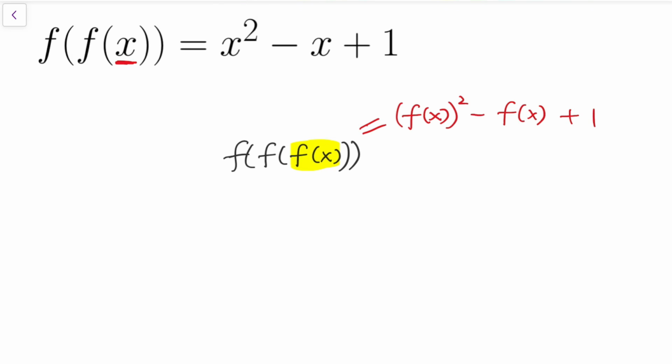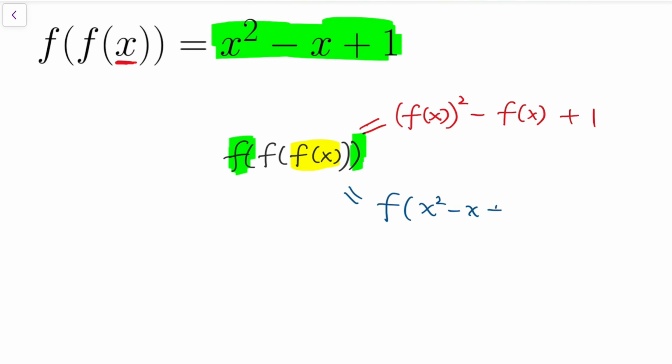Now, on the other hand, I can focus on applying the function f on f of x, which means I'm applying the function f on this quadratic expression x squared minus x plus 1. So that means on the other hand it is equal to f of x squared minus x plus 1. Because both the red and the blue expressions are equal to f of f of x, they are equal to each other.